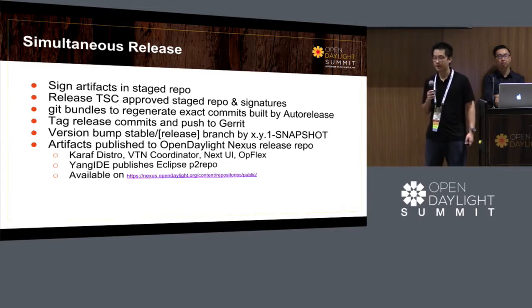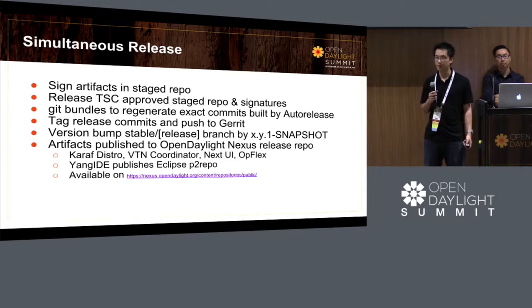While all the artifacts go to Nexus, on the downloads page we make it clear that you can download the Karaf distribution, which is what most end users will probably be downloading. But also, components like VTN Coordinator, NeXt UI, and UPFlex have their own binaries that you'll additionally need if you use those components. And in Boron, we also have a new project, Yang IDE, which is actually an Eclipse project.